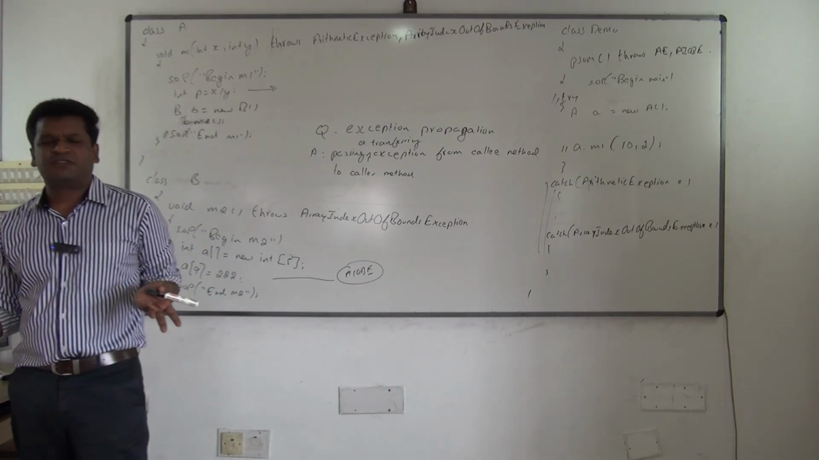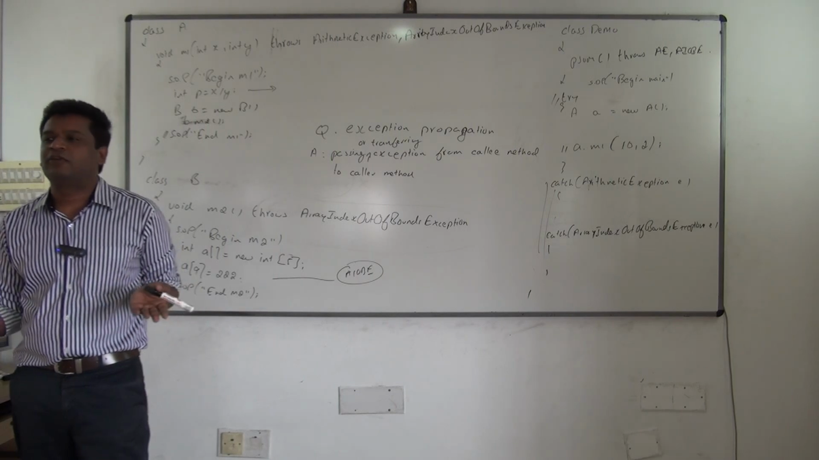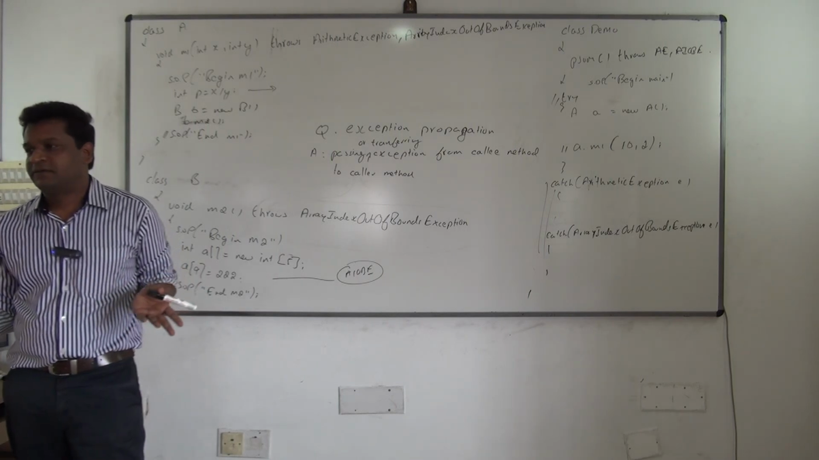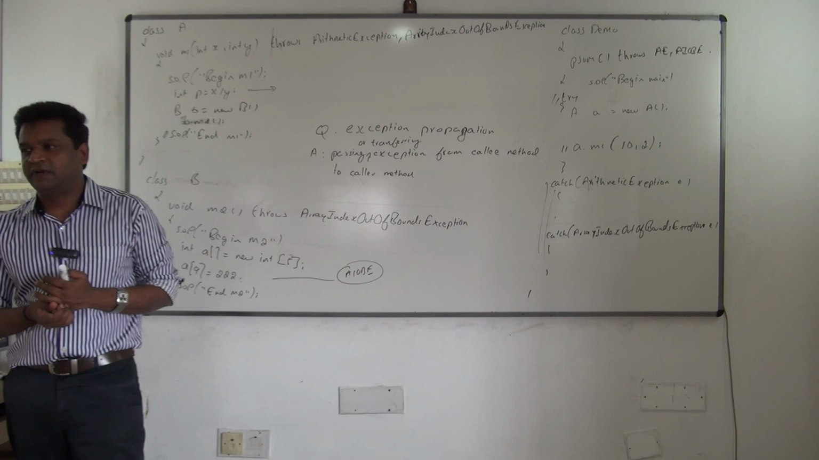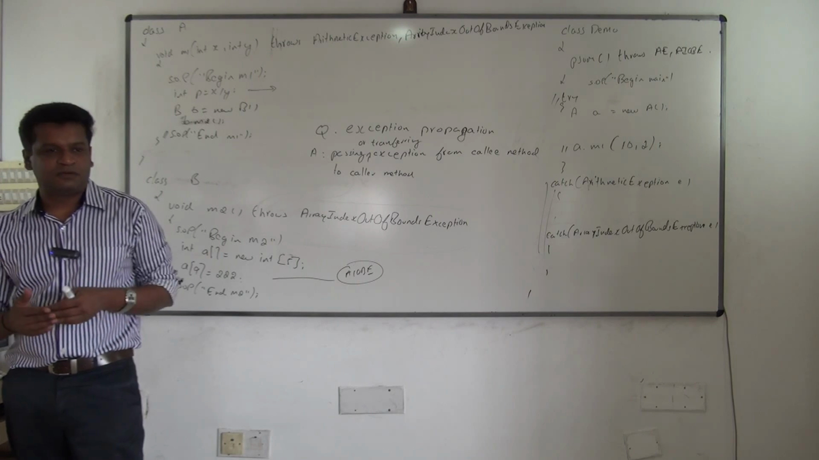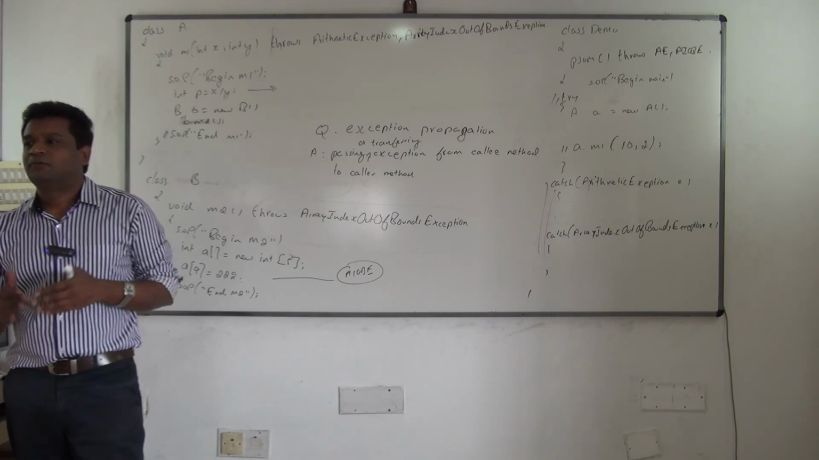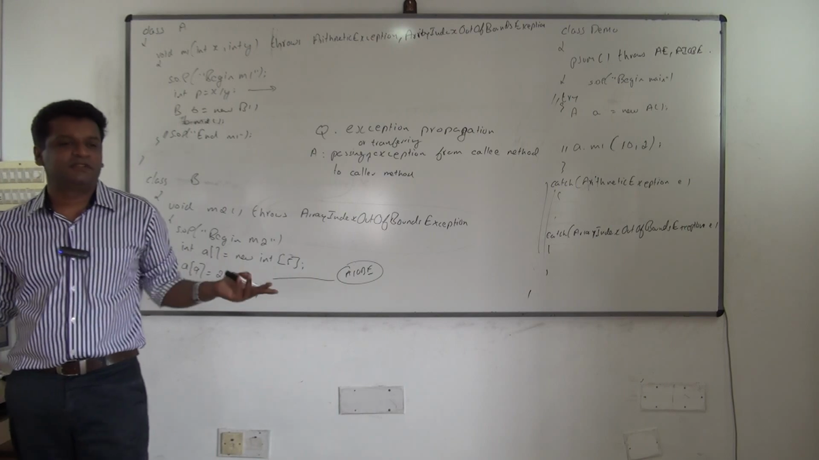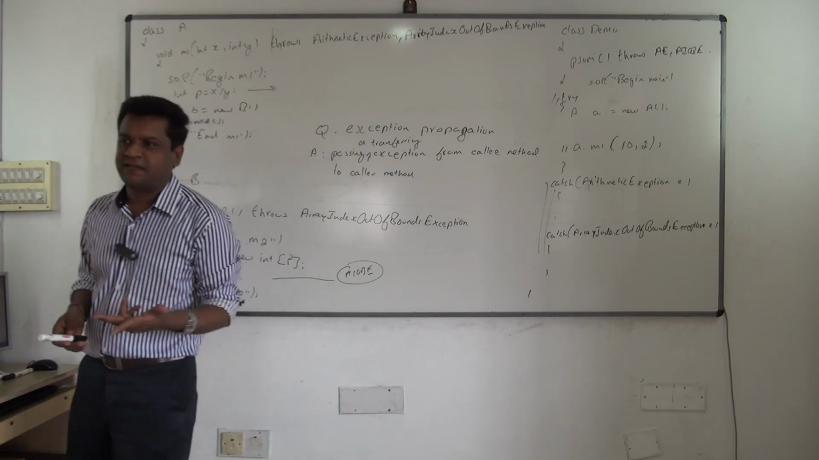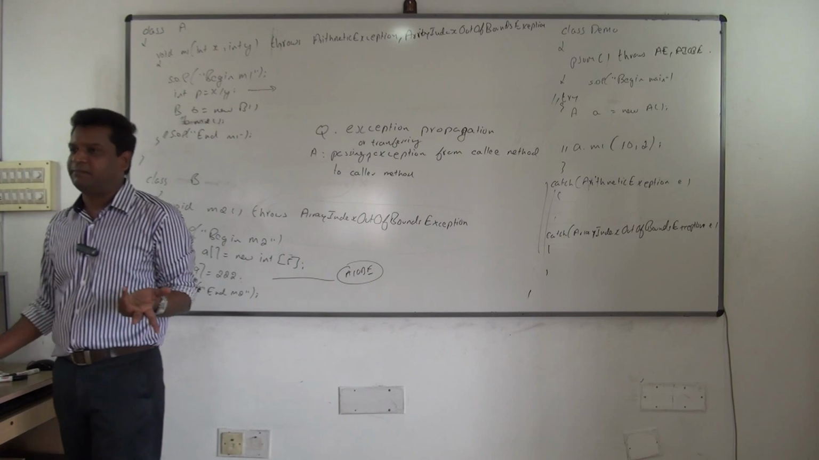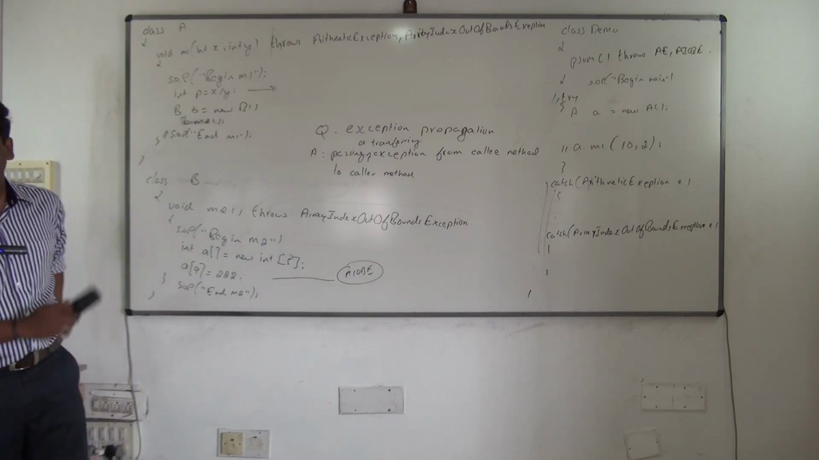So now the question is very simple. Why do you use the throws keyword? For doing exception propagation. What is exception propagation? Passing the exception from callee method to caller method. Simple, a two-line answer. But for the two-line answer you need an example to understand. That's it. Clear? Shall I clear all this now?